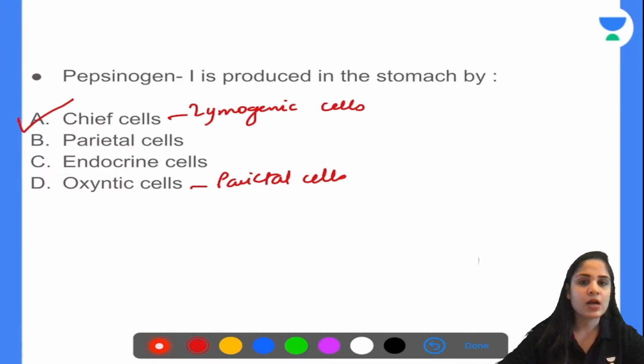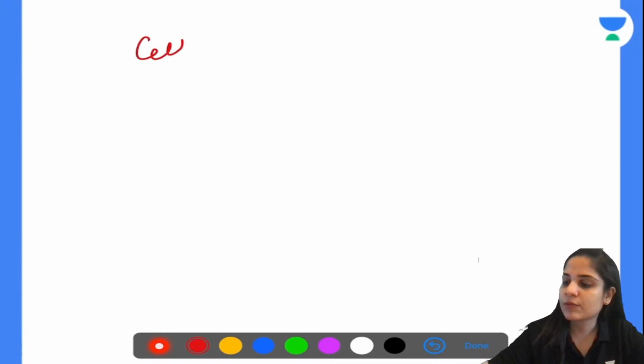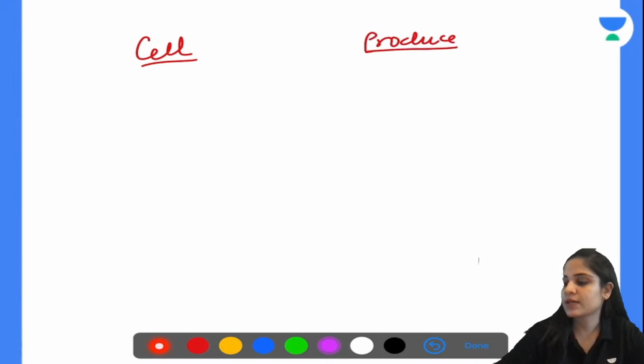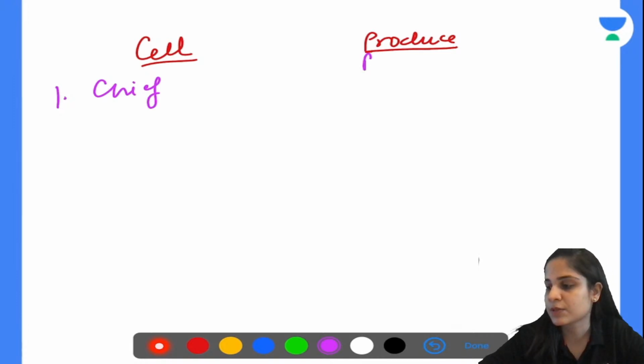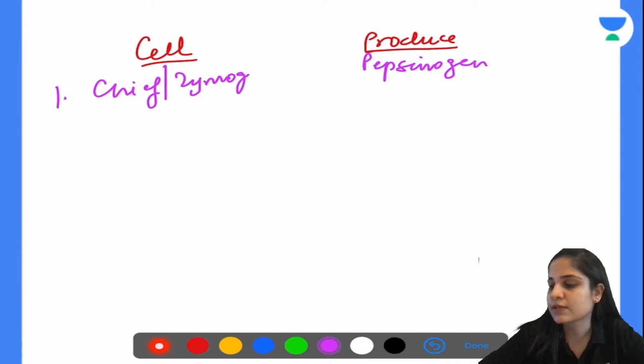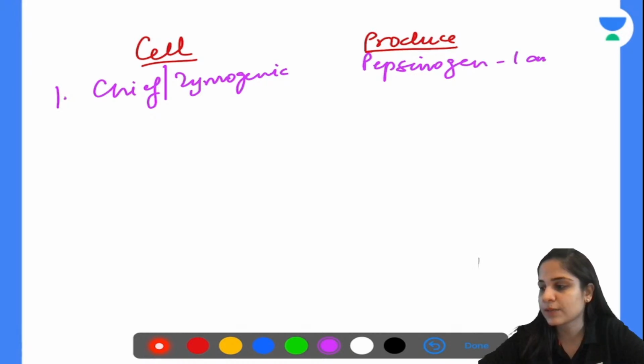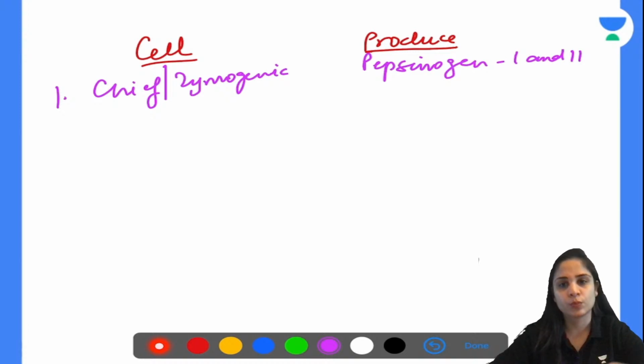Now, can you all tell me, I'll write the name of the cell and you have to tell me what it produces. First, what does the chief cell produce? We have already seen it produces pepsinogen. This chief cell is also called the zymogenic cell, so they can also give that in the option instead of chief cell. Pepsinogen has two types, pepsinogen 1 and pepsinogen 2. You don't need to know exactly the difference between them. You just have to remember it helps in breaking down the protein component of the food.